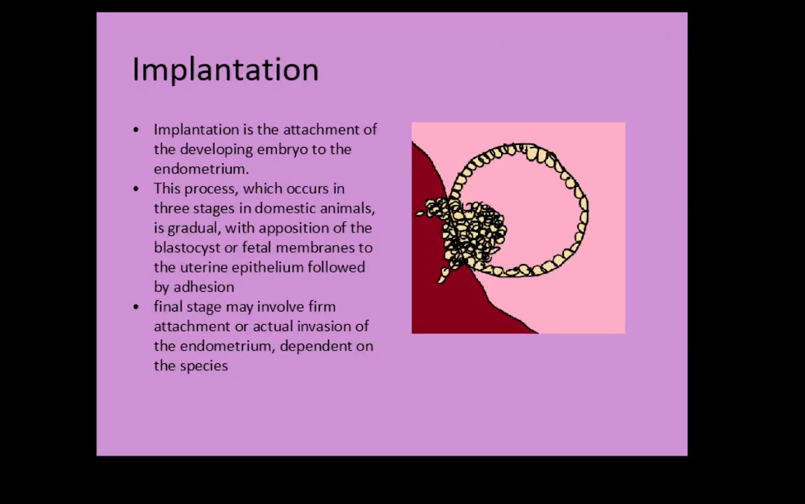Okay, so let's talk about implantation. This is the attachment of the developing embryo to the endometrium. This process, which occurs in 3 stages in domestic animals, is gradual, with the apposition of the blastocyst or the fetal membranes to the epithelium of the uterus, followed by adhesion. The final stage may involve firm attachment or actual invasion of the endometrium, which is dependent on the species.